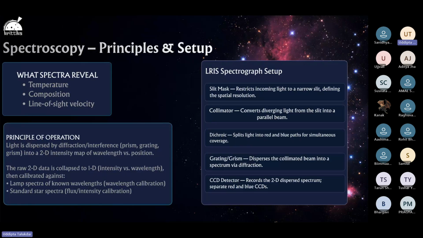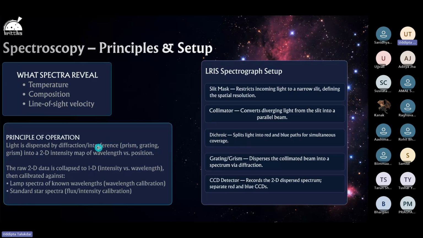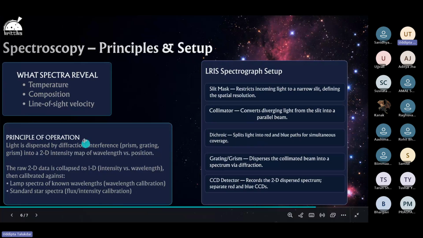So let's understand the principle of operation. You take starlight, you smear it out by wavelength into a rainbow, then read off the intensity at each color. So let's go step by step here. First the light enters the instrument and hits a dispersing element. We will understand this entire thing using the LRIS spectrograph setup. Let me first give an overview right here.